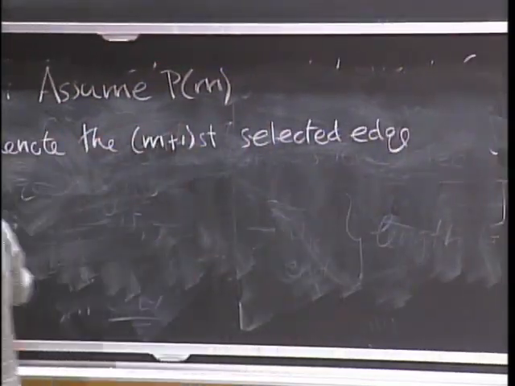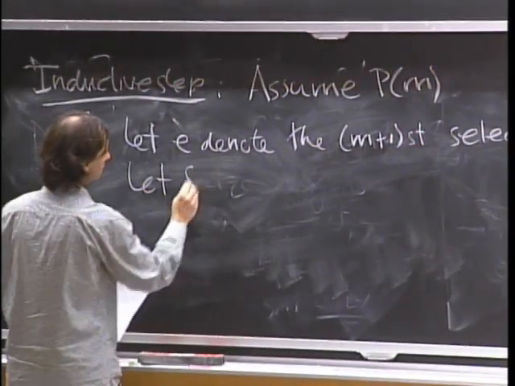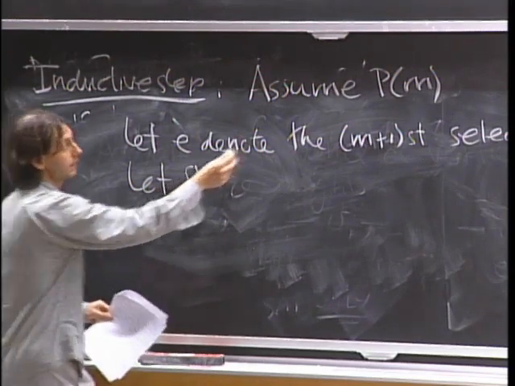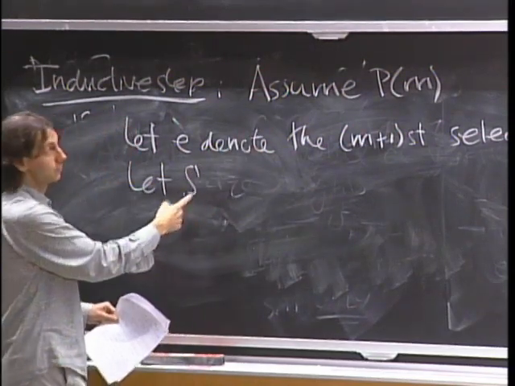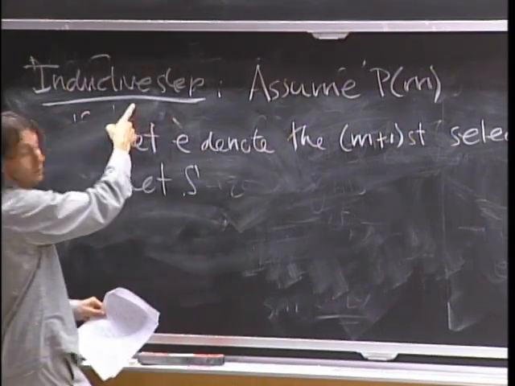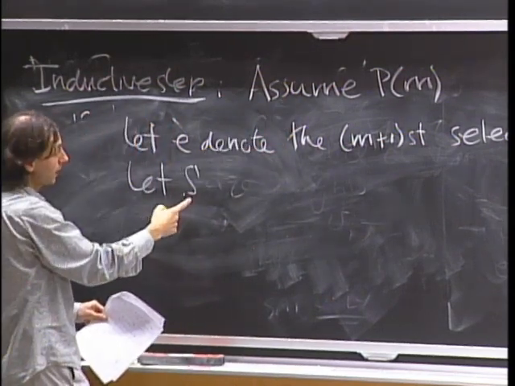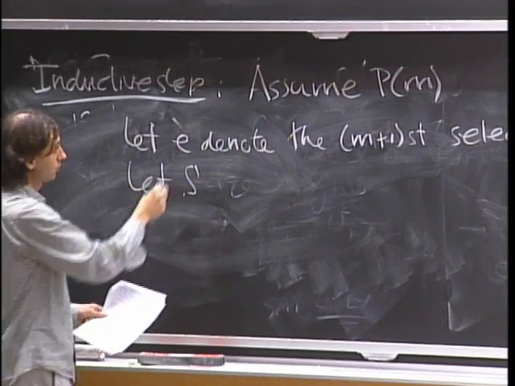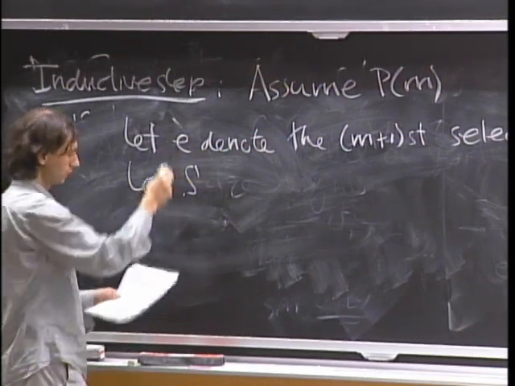And let S be the first M selected edges. And we know that we can apply P of M for S, right? Because we assume this is our inductive step. So we can apply something for S. We would like to show Pm plus 1. So we would like to show something for the union of those two.